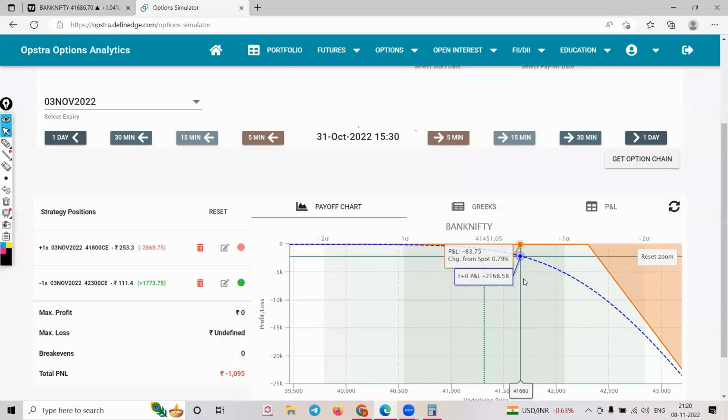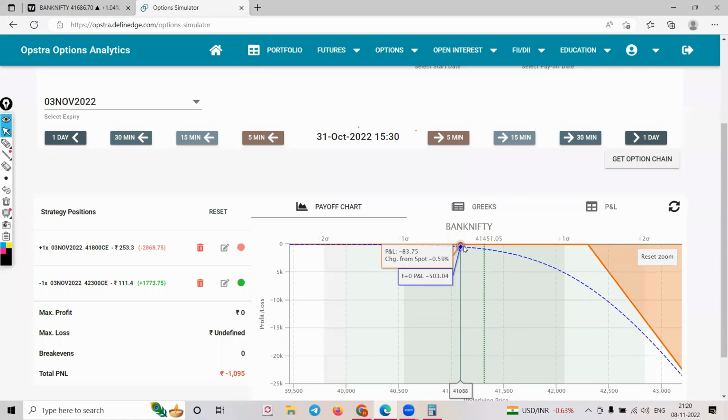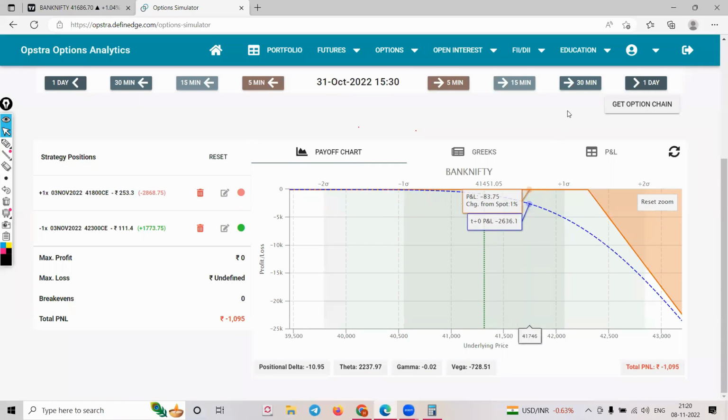But this is risky. Check the blue line. I could have easily shown this, but check the blue line. The blue line is very steep. What did I say? If the market makes like a 1% move, or even 0.5%, your MTM losses will be showing. Let me show you.